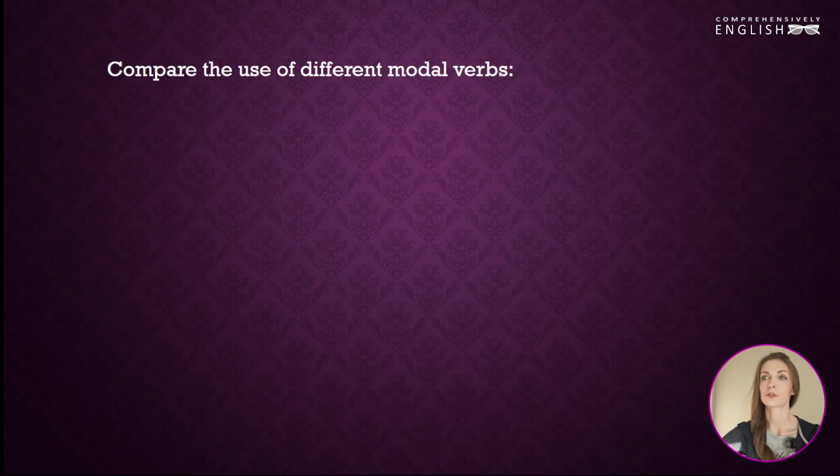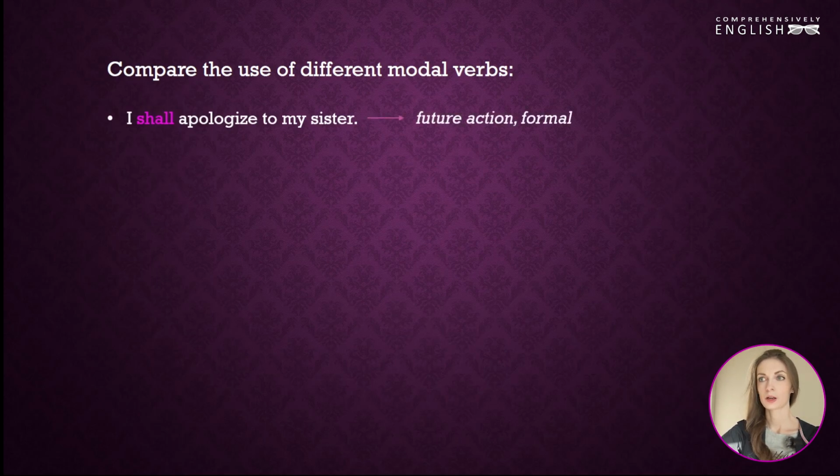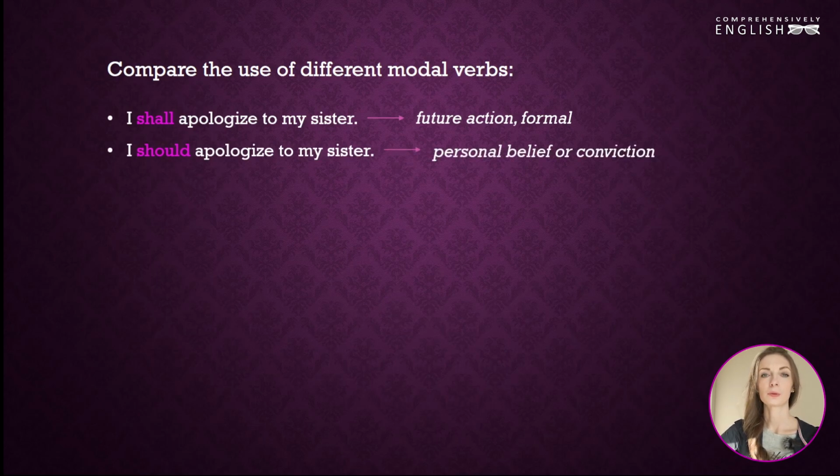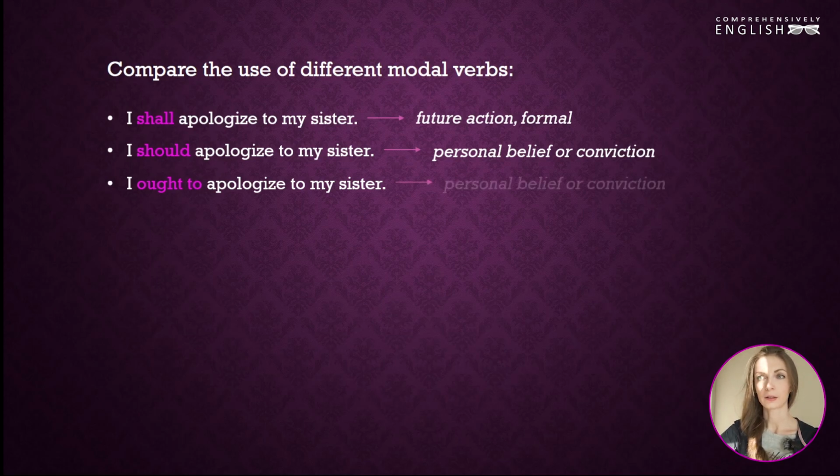Let's compare the use of different modal verbs here. I shall apologize to my sister. This is a future action and it's a formal sentence. You give a promise, a formal kind of promise. I should apologize to my sister. It's your personal belief or conviction. You believe it's a good thing to do, so you think you should apologize. I ought to apologize to my sister. I ought to. Again, personal belief or conviction. Ought to is a semi-modal verb, but it's a synonym of should.